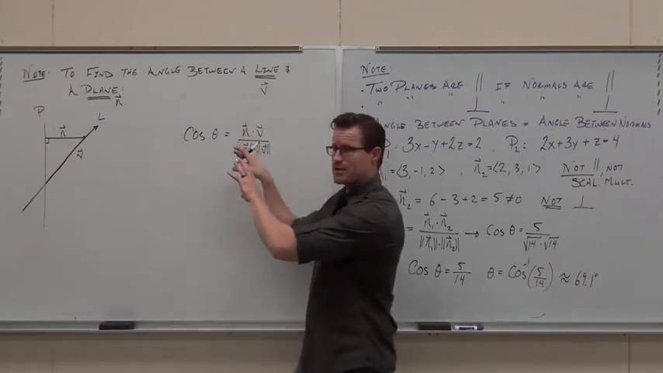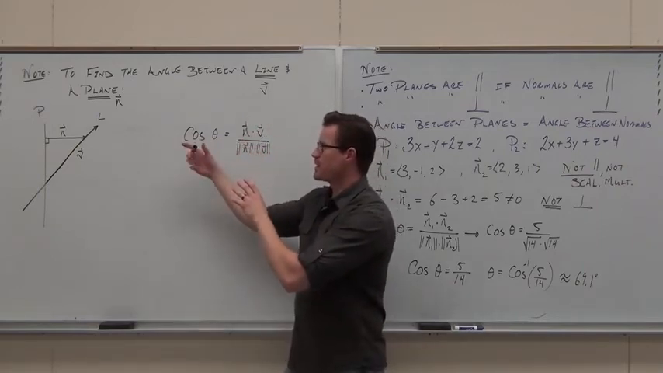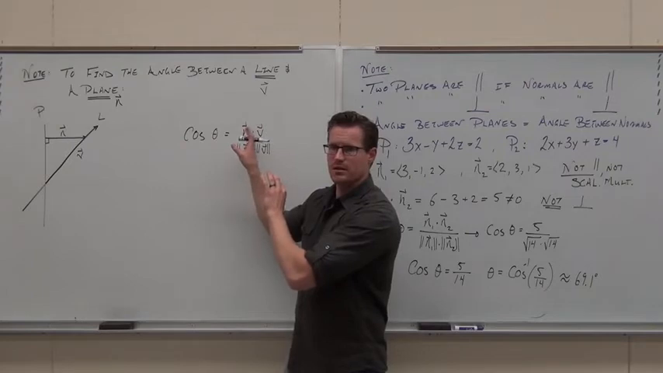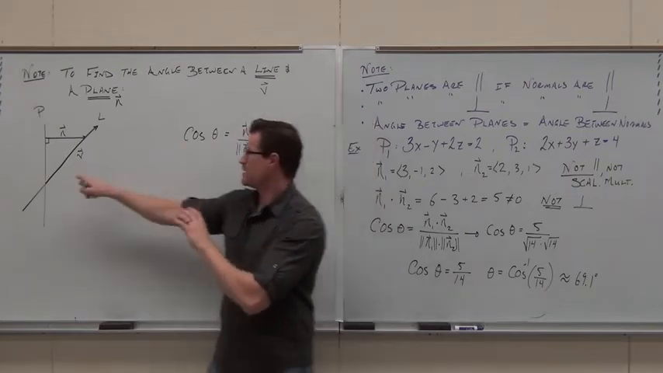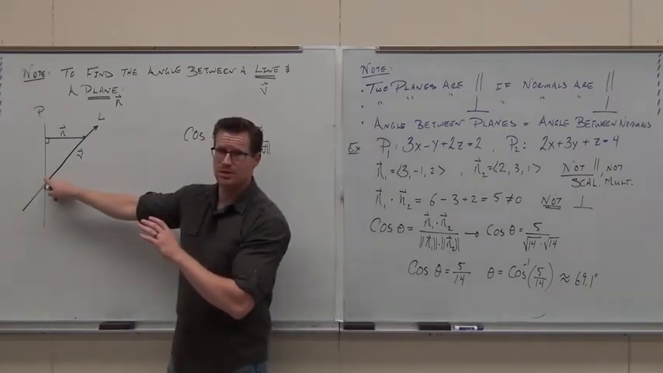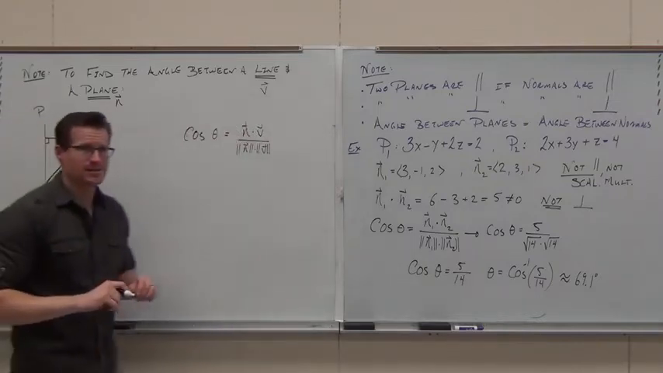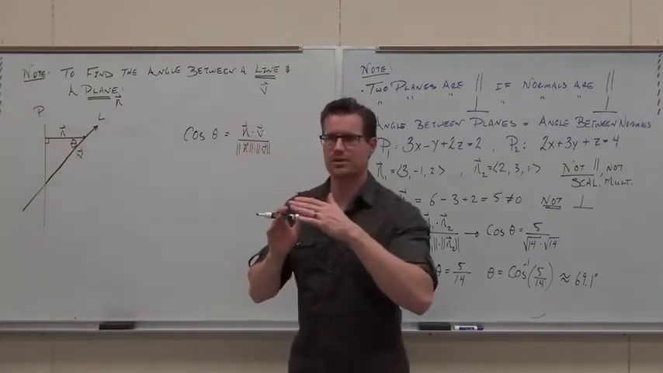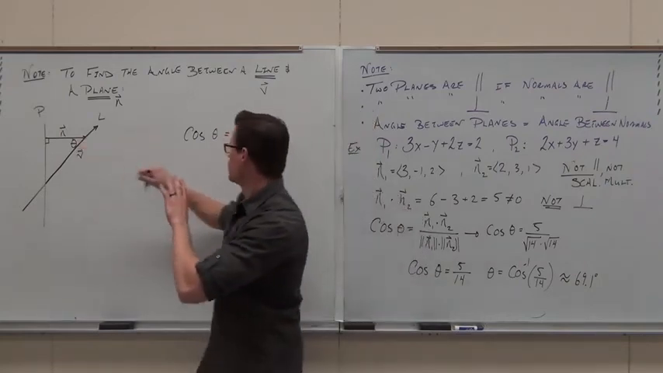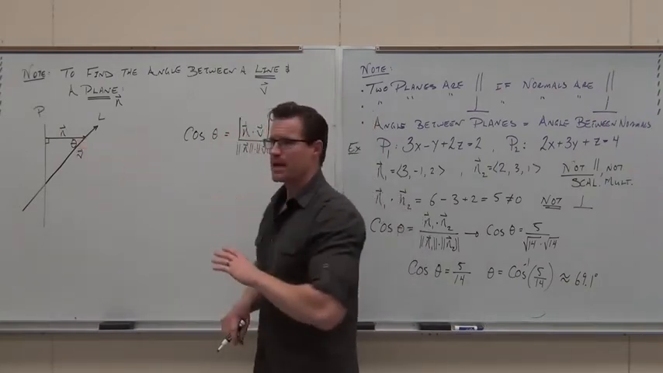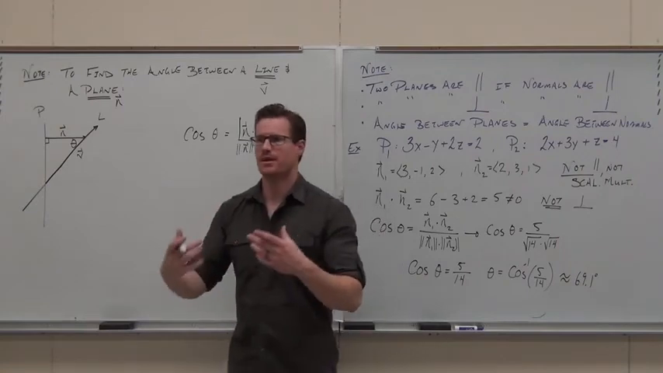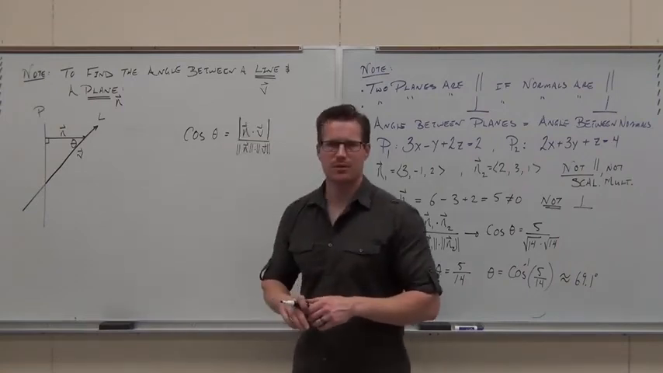When you dot product by the magnitudes, that gives you the cosine of the angle that is between these two vectors. This is not between these two vectors. That is between those two vectors. And in order to figure out the acute one, I do the absolute value to keep it positive, to keep that thing acute. Head nod if you're okay with that one.